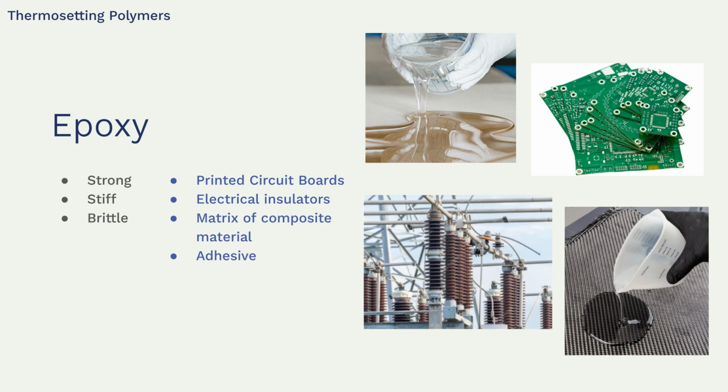The first of the thermosetting polymers is epoxy. This is strong, stiff, but can be brittle. It's the material they use to make printed circuit boards, or PCBs. It's also used for electrical insulators, adhesives, and as a matrix for composite materials, which will be a trend for thermosetting polymers.